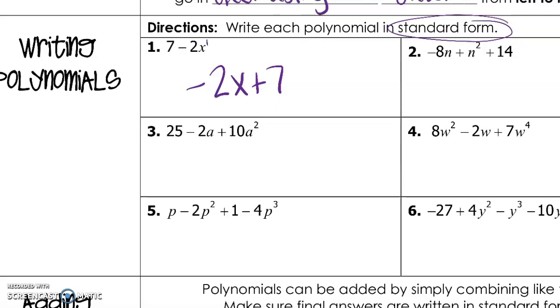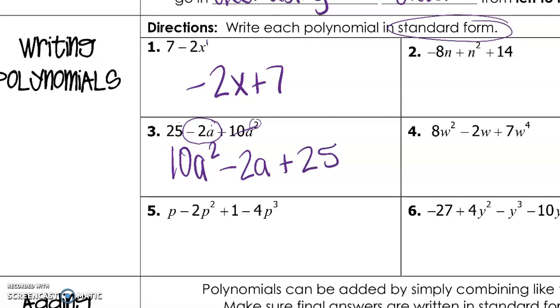When we look at number 3, this is your biggest exponent, so 10a squared. Then we have an a and a plain term, so the a term needs to go next, and you need to write minus 2a. That minus needs to come along. This is a positive 25, so plus 25.